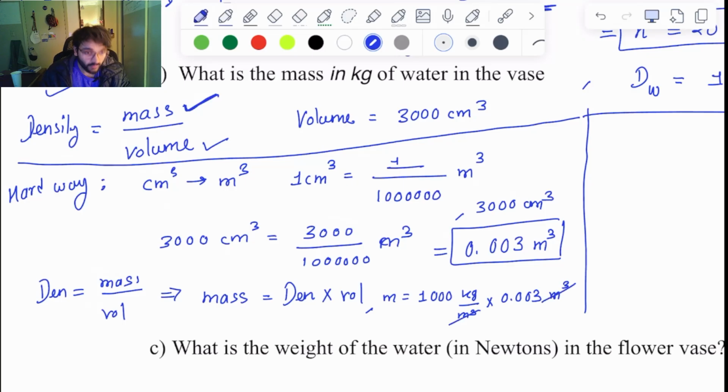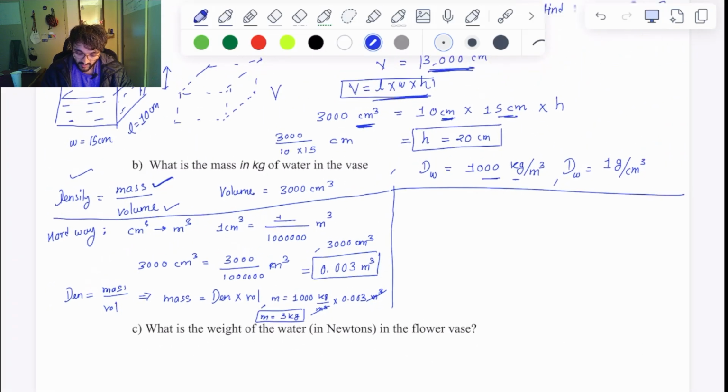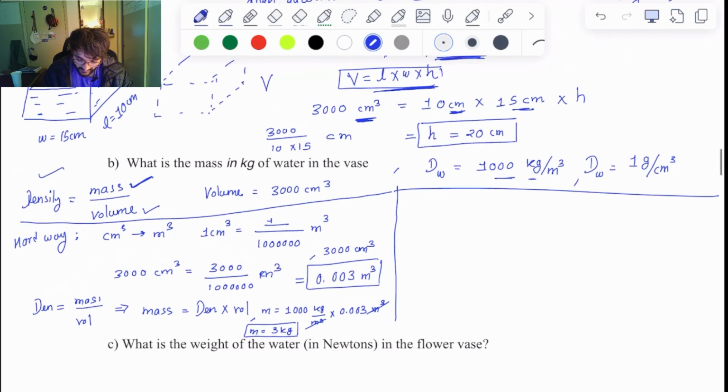So meter cube cancels. You divide meter cube by meter cube, you don't have anything remaining except 1. So the mass is 1000 times 0.003. So that is equal to 3 kilograms. That's the answer. So the mass of the water is 3 kilograms in the vase.